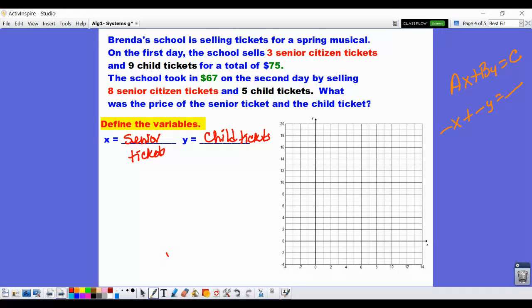We've got two equations. We've got 3x plus 9y equals 75, and we've got 8x plus 5y equals 67. Go ahead and solve for y and get those lines graphed.